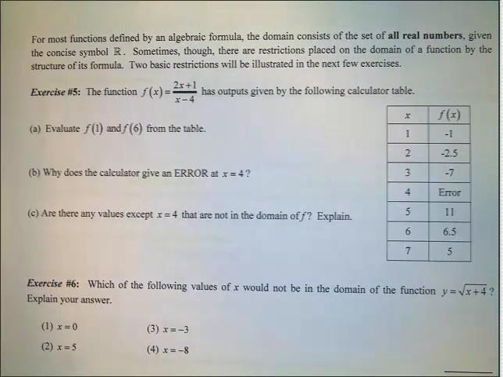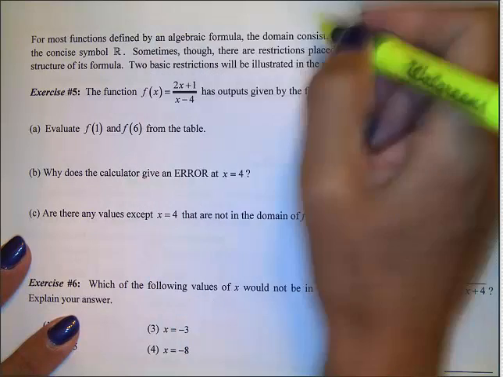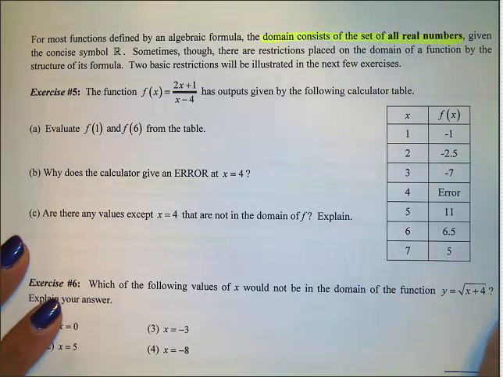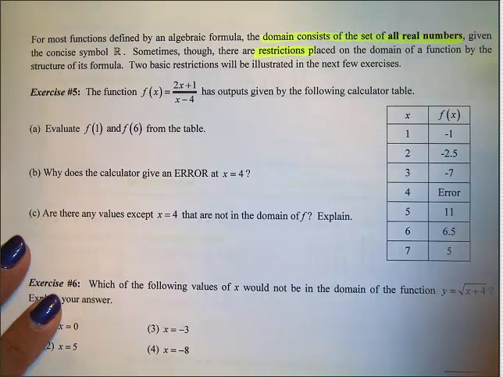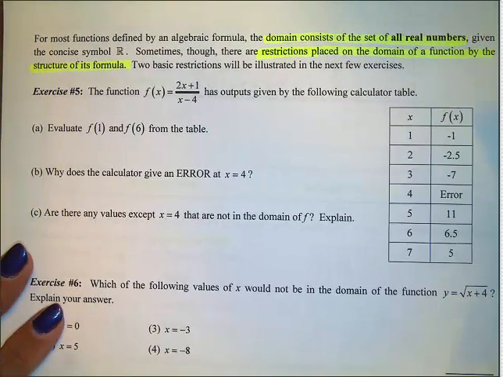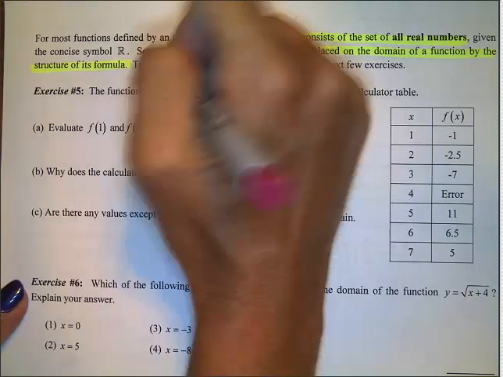Our last exercise. For most functions defined by an algebraic formula, the domain consists of the set of all real numbers, given the concise symbol R. Sometimes, though, there are restrictions placed on the domain of the function by the structure of its formula, and that is huge. 2 basic restrictions will be illustrated in the next few exercises. So the first one, it's a fraction, and that is huge because we already know fractions have restrictions, okay?